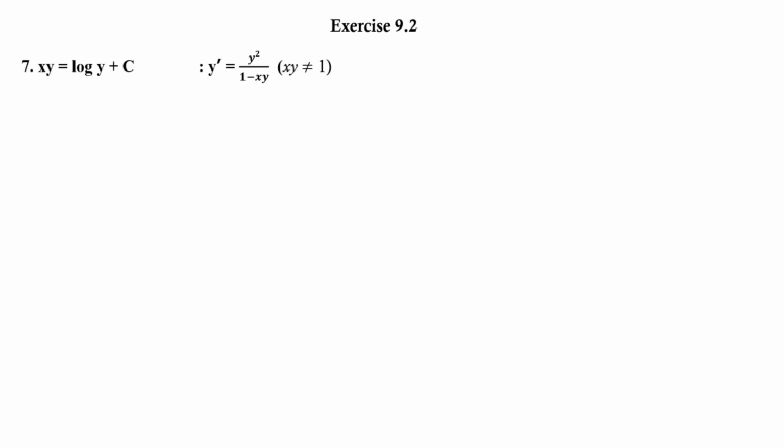The next one is xy is equal to log y plus c, and we have to check whether it satisfies y dash is equal to y square by 1 minus xy, xy not equal to 1. So first let us differentiate both sides with respect to x.